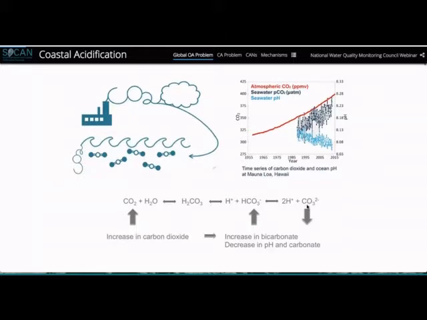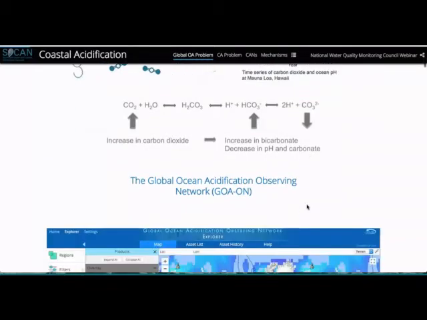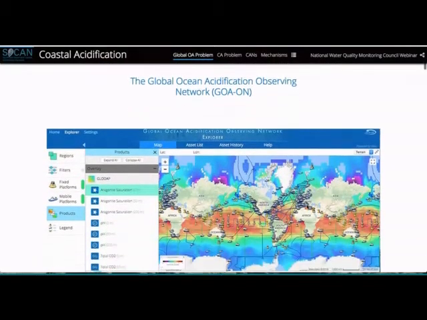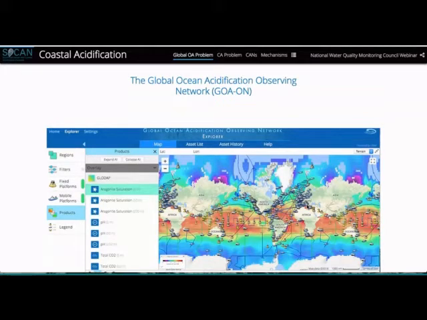At the global scale, we're seeing ocean acidification being monitored through the Global Ocean Acidification Observing Network. Unfortunately, this image is just an image. It doesn't actually link into the portal. But GOA-ON is a great platform for seeing all of the ongoing monitoring that we're doing for acidification at the global scale. We'll share the story afterwards too, so you can click on all of these links and it'll take you directly to the different resources that we're talking about. But for example, here's GOA-ON.